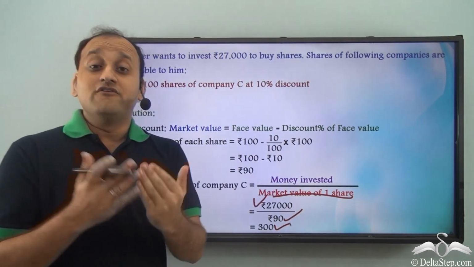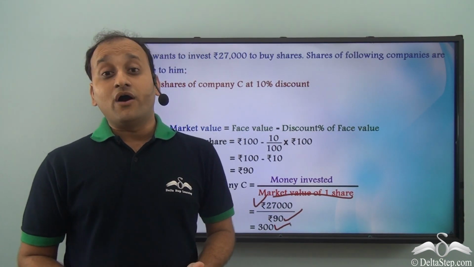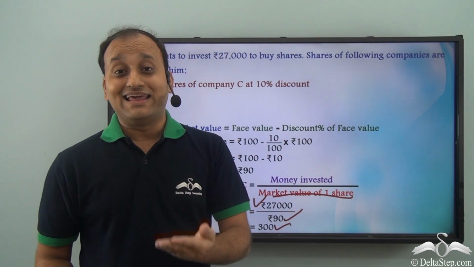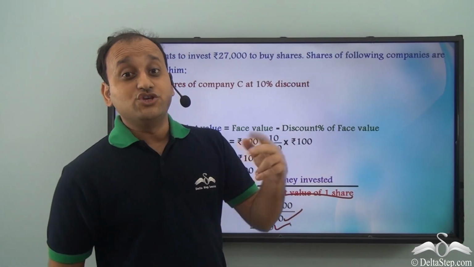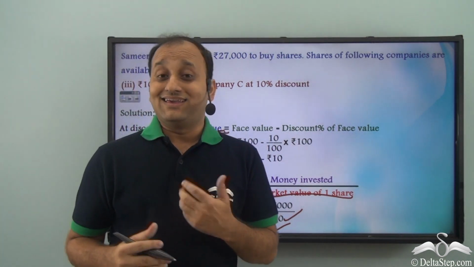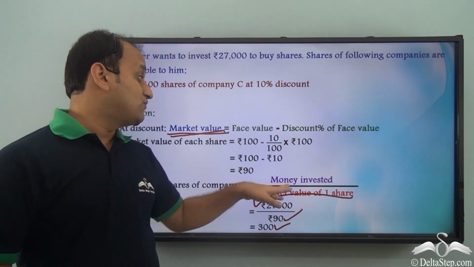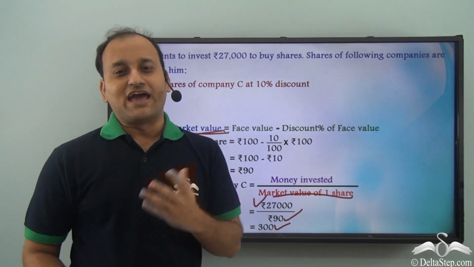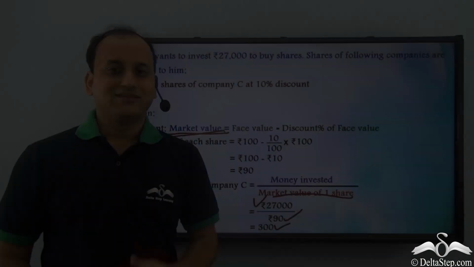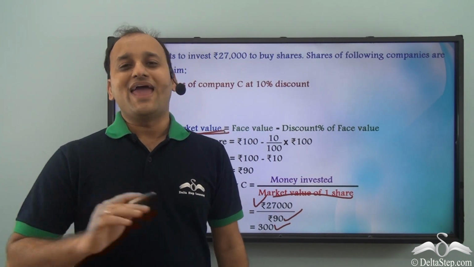So this is how for different shares you will have different market values depending on whether it is selling at par, or it is selling at premium, or it is selling at a discount. And accordingly you will have to calculate the market value by either adding up the premium value or subtracting the discount value from the face value. And if it is at par, then it's very simple. It's always the same as face value. That is, the market value will be the same as the face value, and you do not need to perform any calculation.